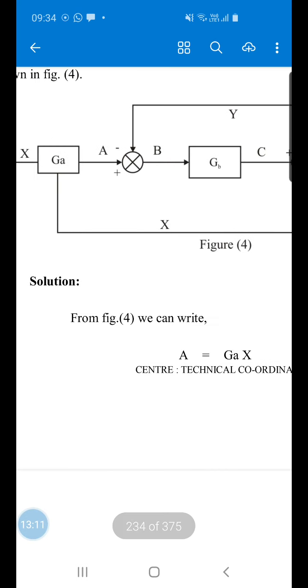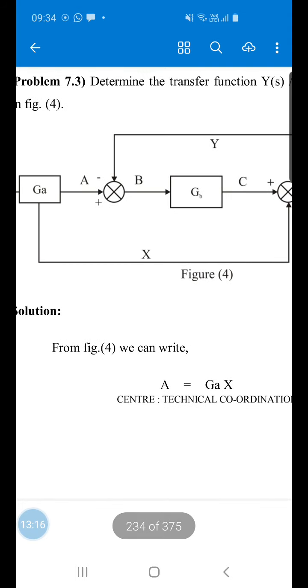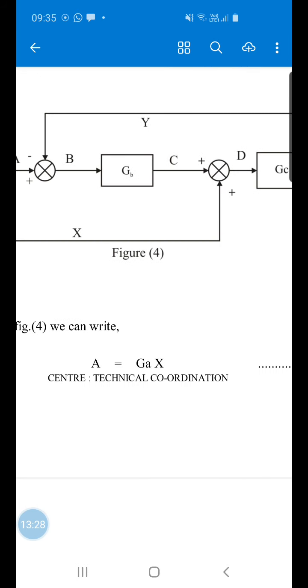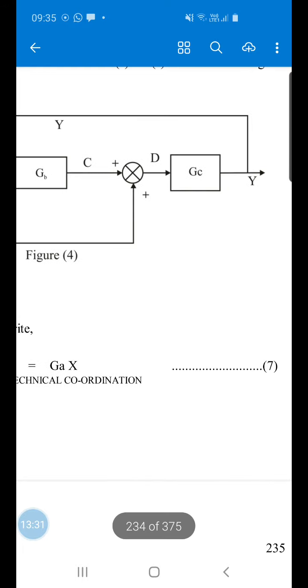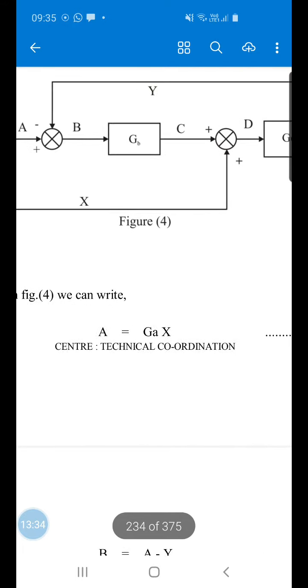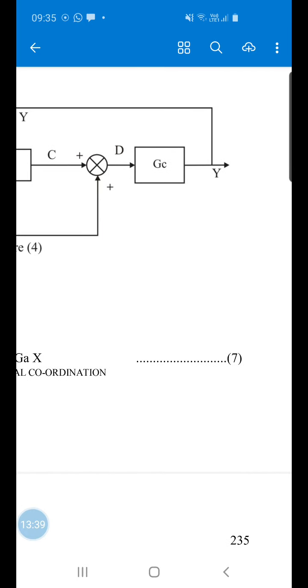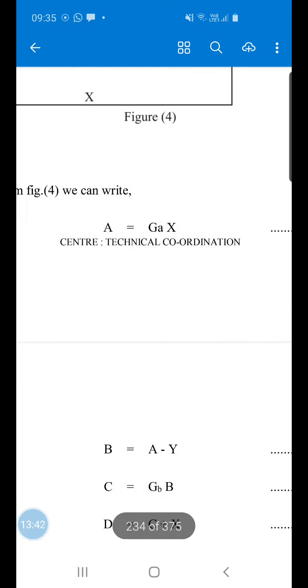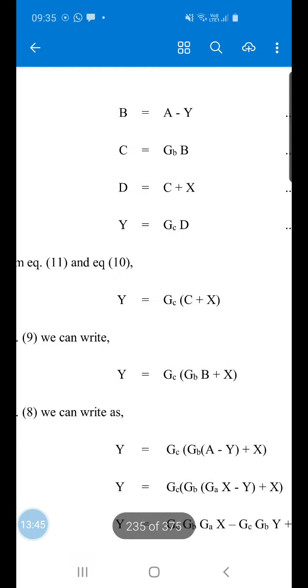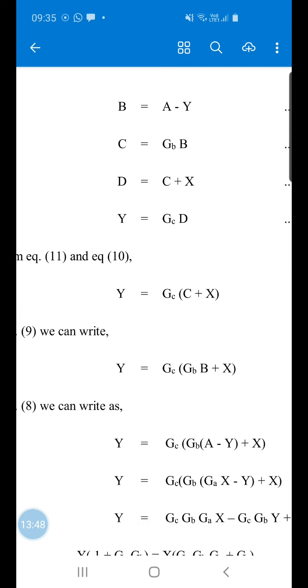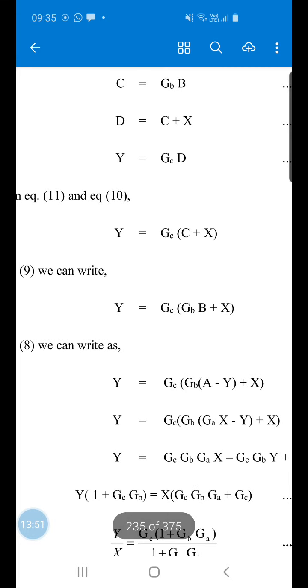What is A? A is equal to GA into X. What is B? It is nothing but A minus Y. You will ask why? Because see here, A is plus, Y is minus. What is the C? C is equal to B into GB. What is the D? D is equal to C plus X. What is Y? Y is equal to GC into D. So you will find all these equations here. Y is equal to GC into D. So again combine all the equations where you have to find out Y.